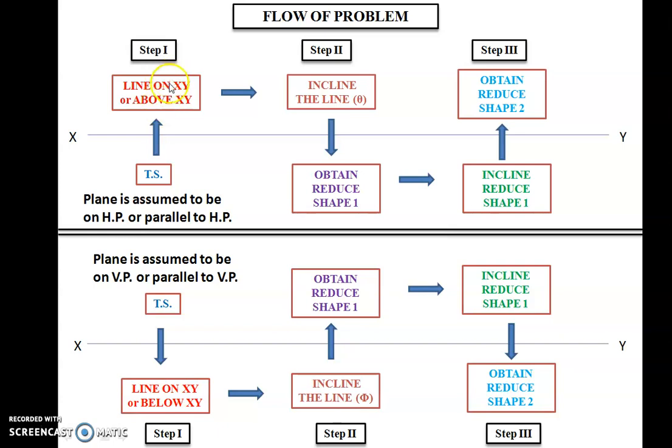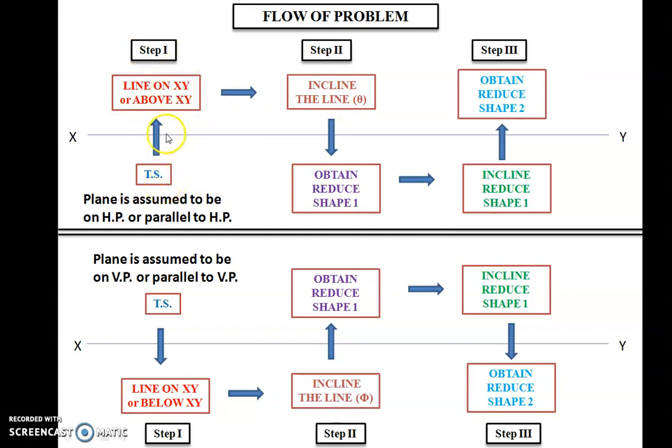Now what will decide this? If the plane is on HP, line will be on XY. If the plane is parallel to HP, line will be above XY. So simple. So if I am assuming the plane is on HP, then I will be drawing the line on XY. So I think from condition number 3 and 4, some part of this step 1 is clear to you. So let us now move to the step 2.